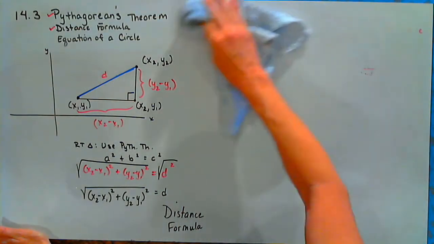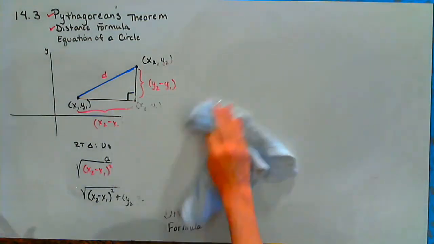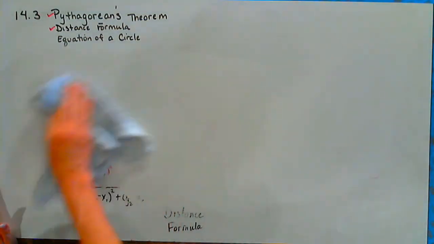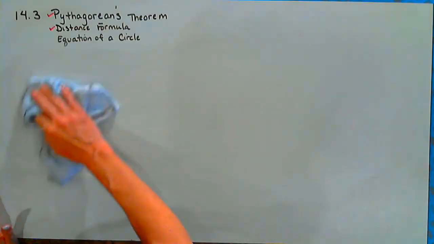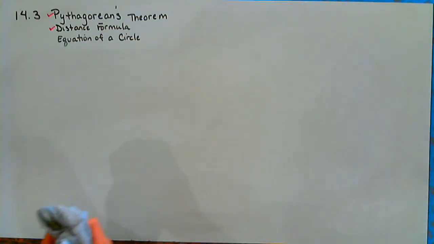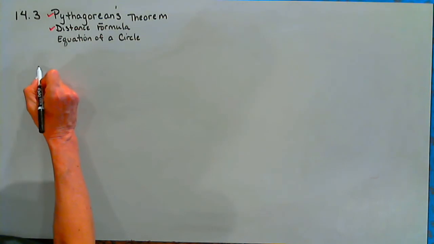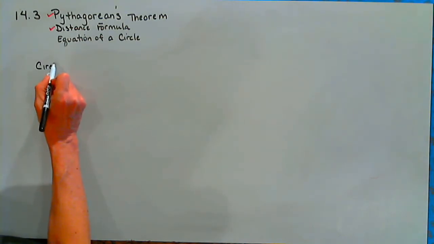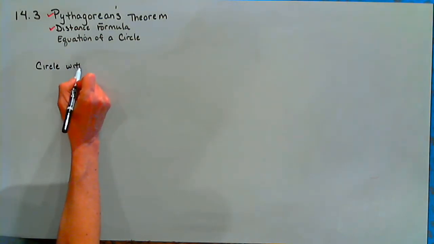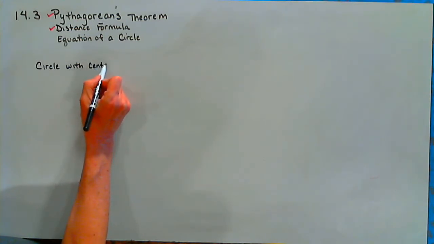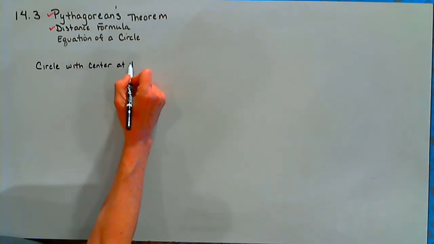So again, one of the things that oftentimes teachers do is they just tell you the formula. And a lot of times it's harder to understand the formula if you have no idea where it came from. So a nice way to develop the equation of a circle is to start with a circle with center at the origin.